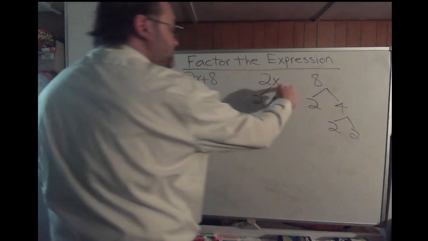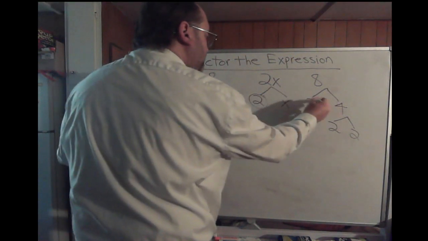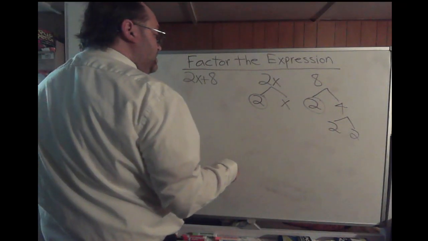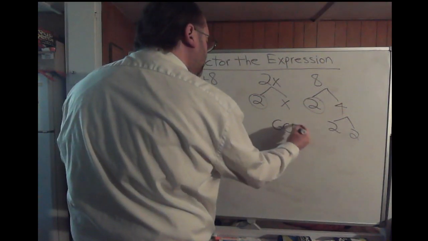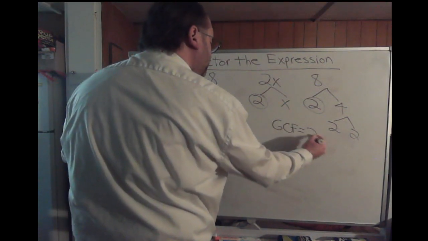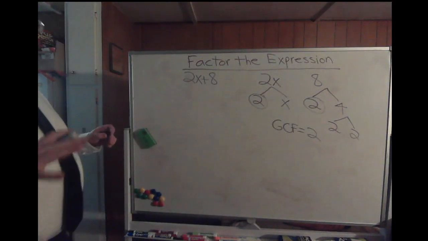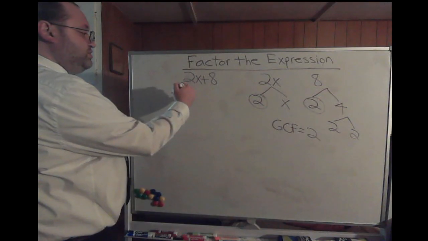Now, what do 2x and 8 have in common? They both have 1, 2 in common. And that's all they have in common. So, the greatest common factor for 2x and 8 is just going to be 2. Alright, now that we found our greatest common factor, what you need to do is come over here. We have the 2x plus 8.